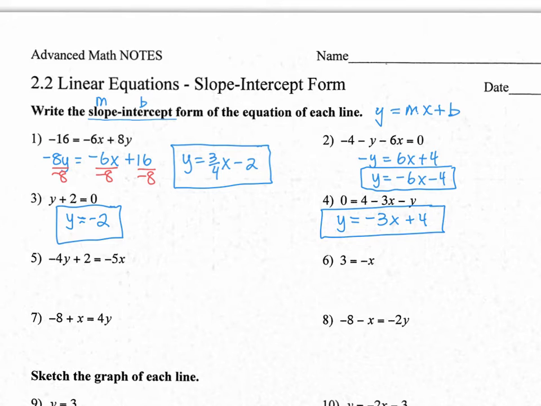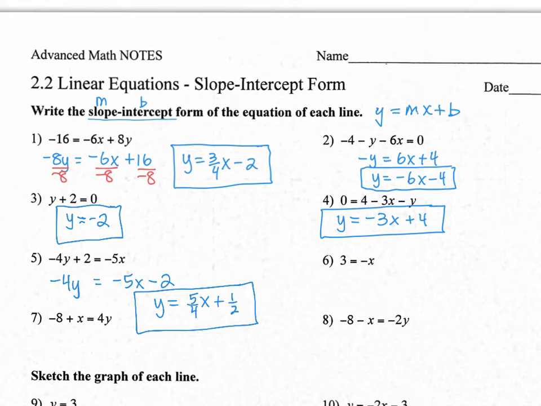Continuing on with number 5, we have -4y. I'm going to subtract that 2 from both sides and then divide everything by -4. So we get y equal to 5/4x. Let's see, that would be a plus, and then 2/4 goes to 1/2. On number 6, this one's different too. So divide by -1. So this is just x equal -3. So this one doesn't follow rules either. This is a special case. This is an undefined slope. So it really doesn't follow the rules.